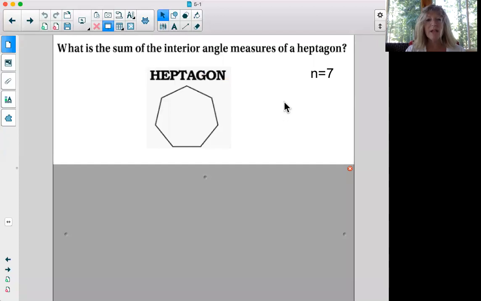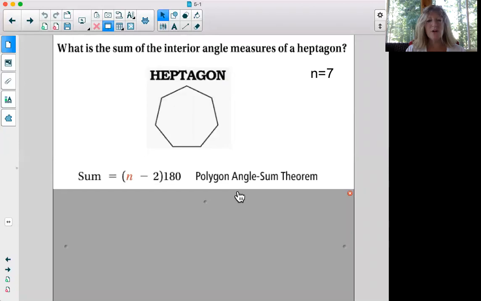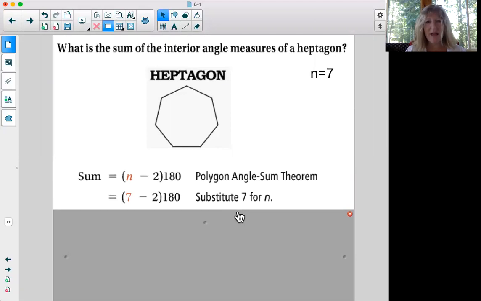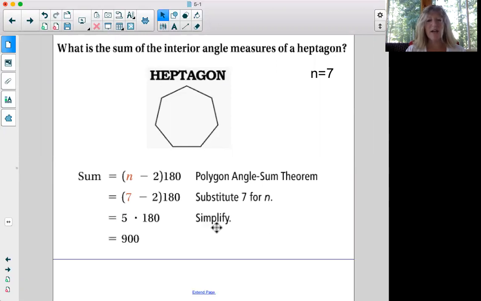So for an example, if you wanted to find the sum of interior angles of a heptagon, n is 7, there are 7 sides, and so you would use your polygon angle sum theorem, and you would plug in a 7 for n, because n is the number of sides, and then you would solve, and you would find out that all these interior angles add up to 900 degrees anytime you have a convex heptagon. I may not say convex on every slide, but know that all the polygons will be convex polygons.